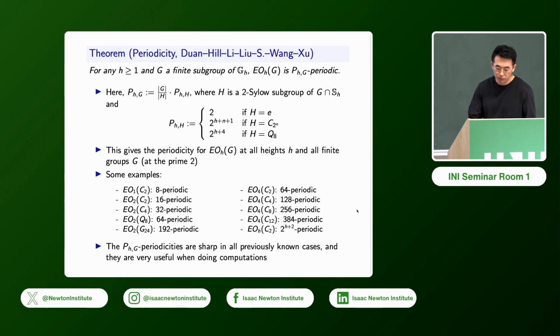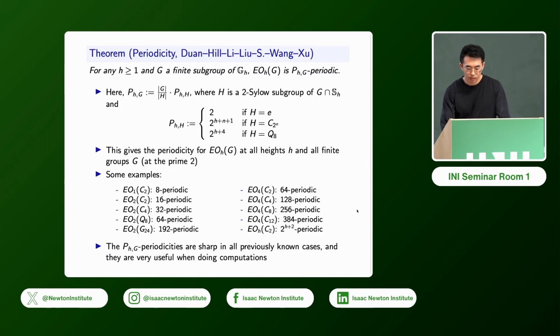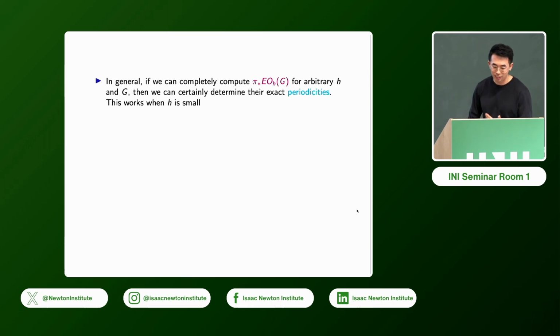So what I want to say about these PHG periodicities is that it spits out the right numbers for all the known computations at low heights. So the PHG periodicities, they are sharp in all the previously known cases. And they're actually very useful for doing computations. So that means they're not necessarily sharp in general? They're not necessarily sharp in general. So right now, they're concrete bounds for the periodicities.